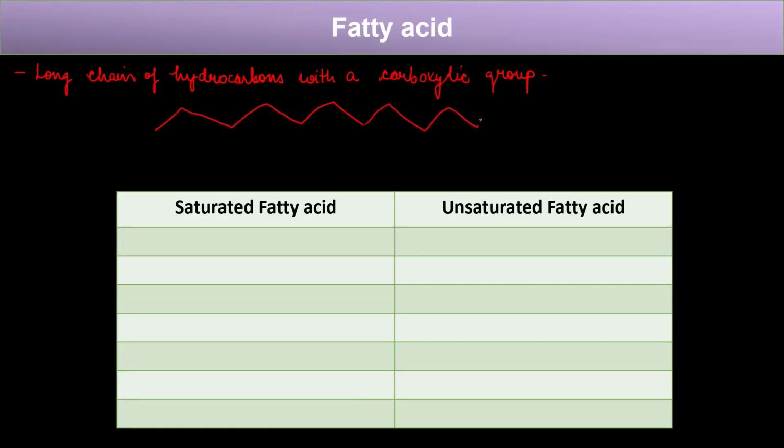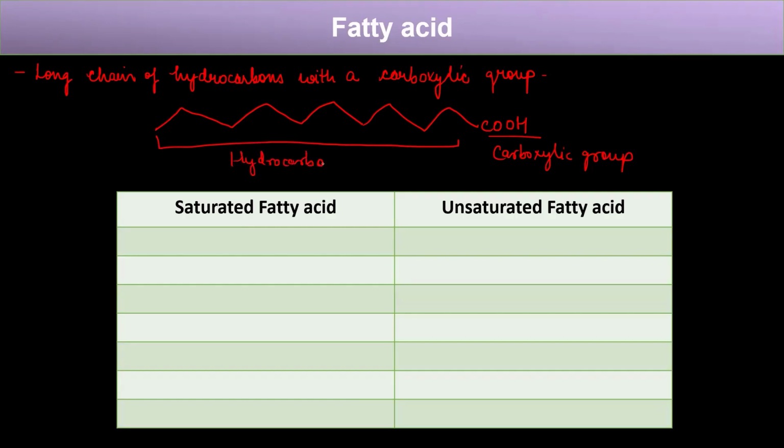It will look like this. Okay. So at its one end, we have what? Carboxylic group. We have carboxylic group. And then we have this long chain of hydrocarbon. This is the long chain of hydrocarbon.